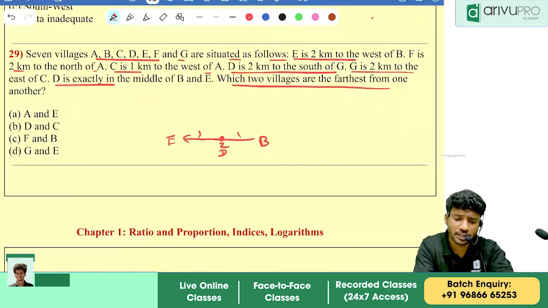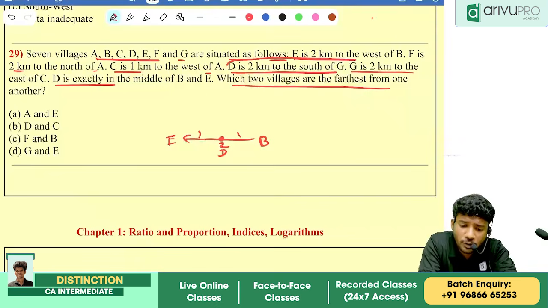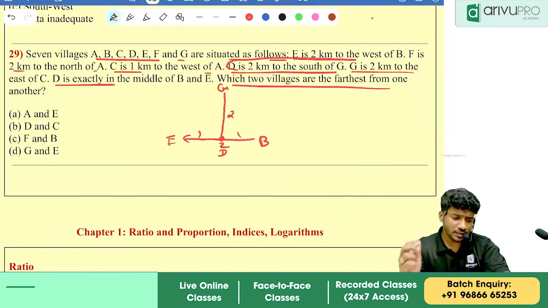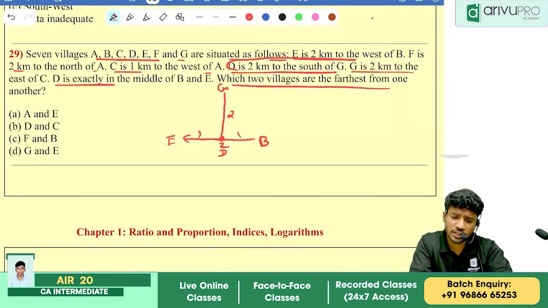Then what do we know about D? D is 2 kilometers south of G. 2 kilometers south of G means G will be up and D will be here, 2 kilometers away. Then what else is given with respect to G? G is 2 kilometers. This is given.